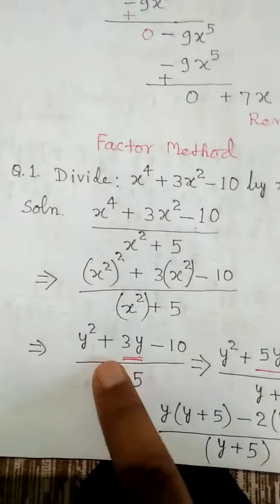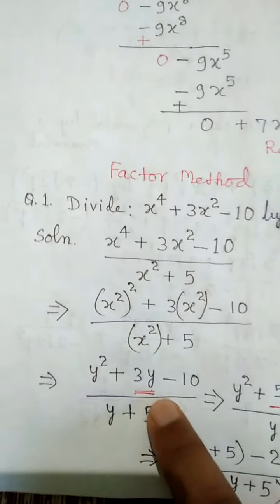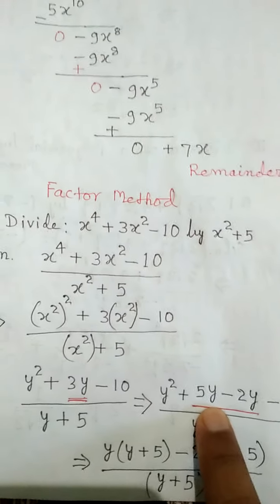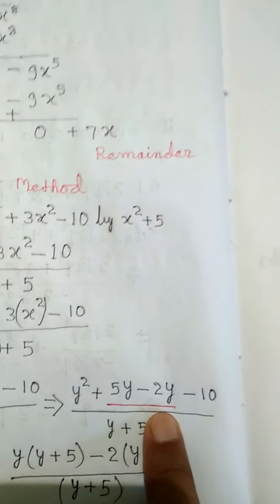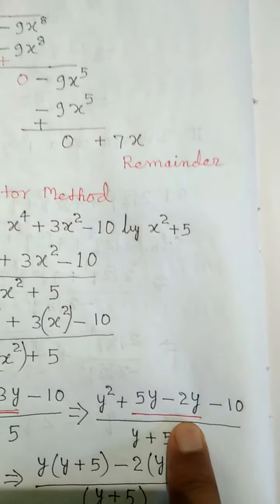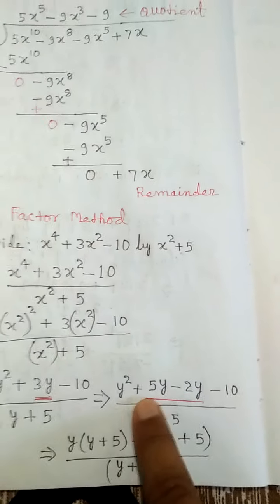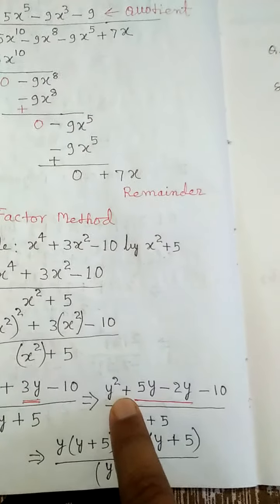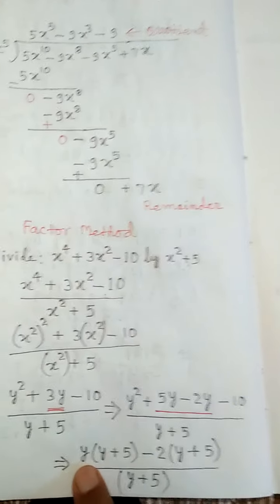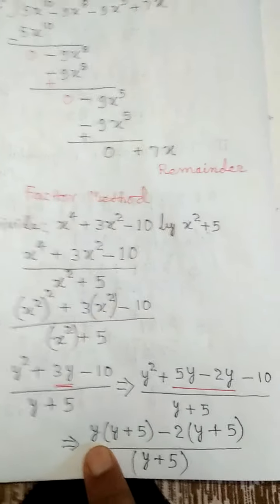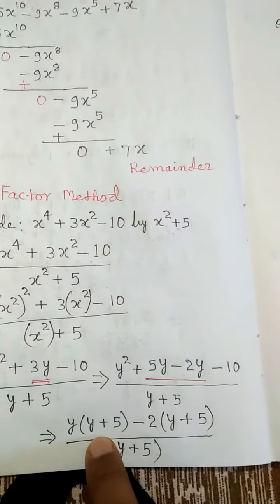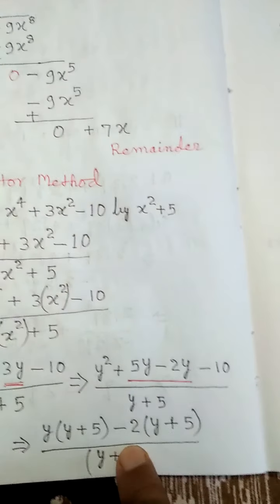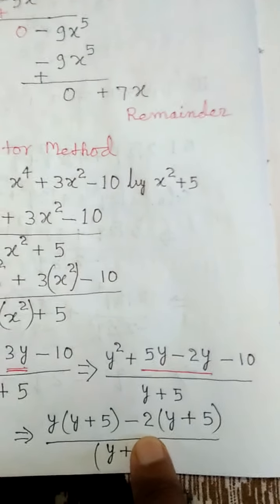Now factorize this. 3y can be written as 5y minus 2y. In these two terms, y is common. We can write it like this. Here 2 is common in these two terms. Minus 2 is common.